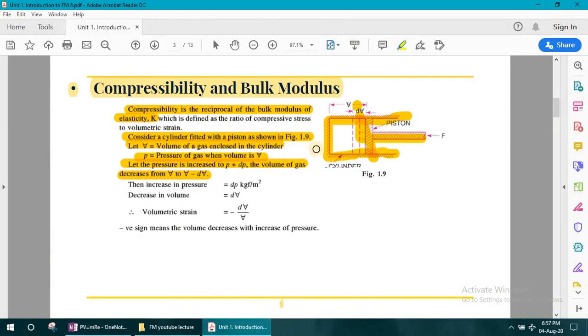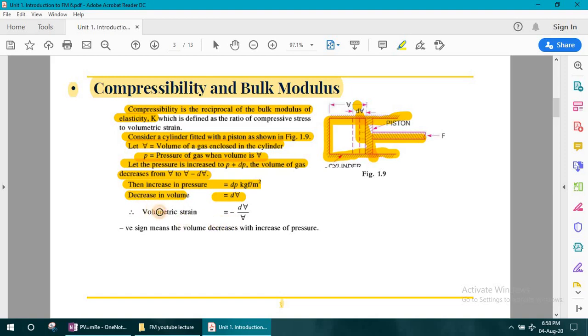So it is written that the pressure increases from the initial pressure P to P plus dP, a small increment. So P plus dP is the increase in the pressure, which decreases the volume from V to V minus dV. This is a smaller volume than the original. So the increase in the pressure is dP, the small increment in the pressure. And the decrease in the volume is the small decrease dV.